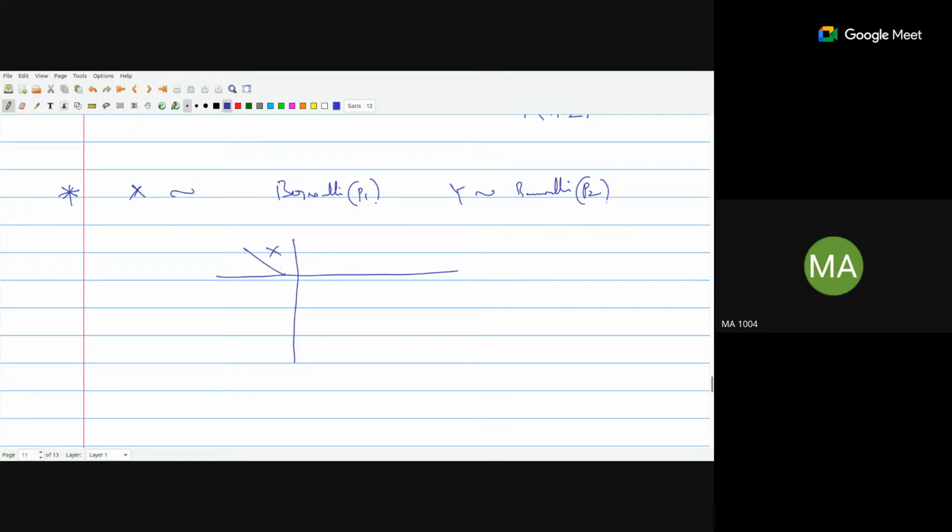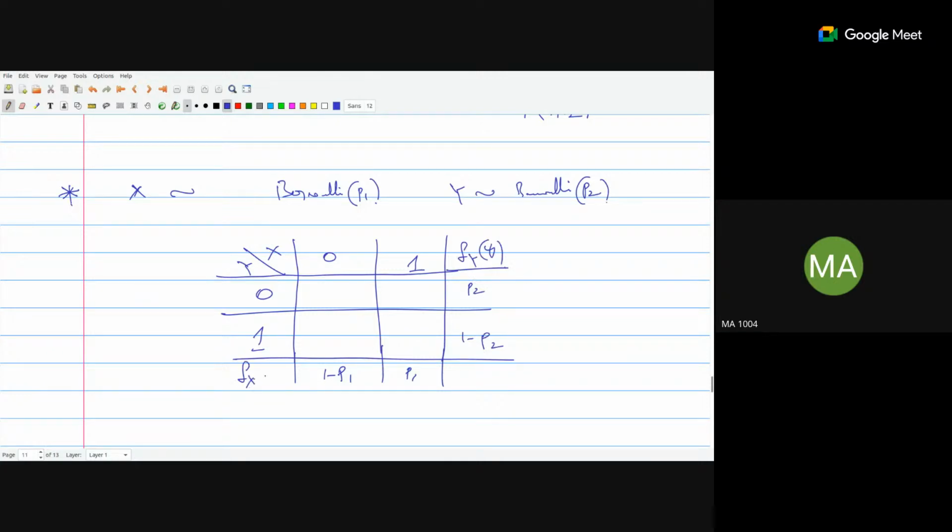So this is x, this is y. This takes 0, 1, 0, 1. So this is, as I said, P1. This will be 1 minus P1. This is P1. This is P2, 1 minus P2. Okay. So how many entries do I have to check basically? How many entries are sufficient to check?